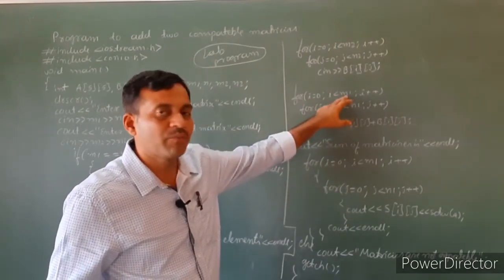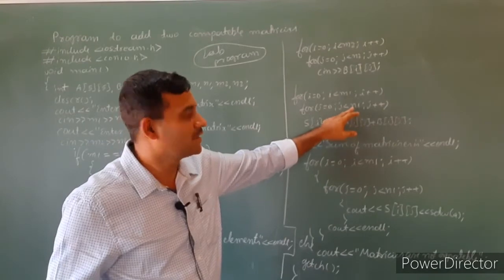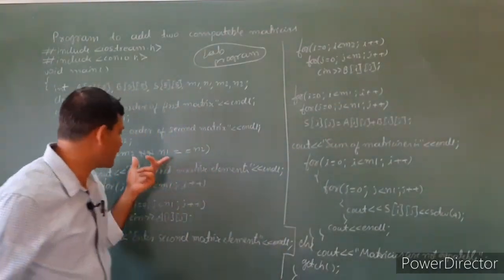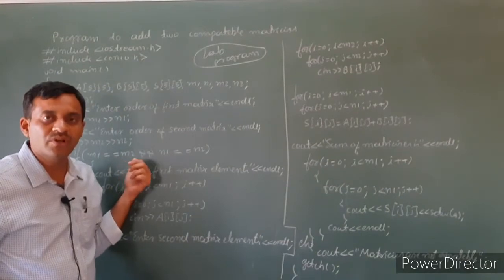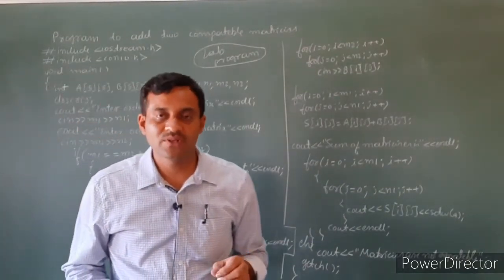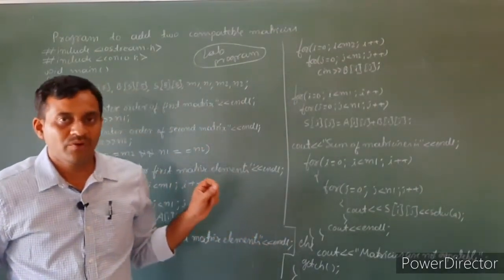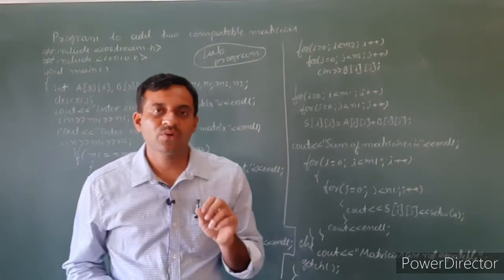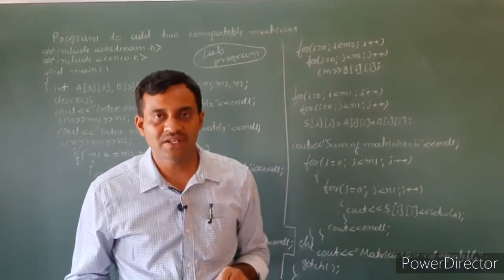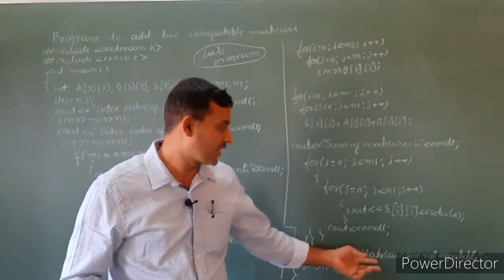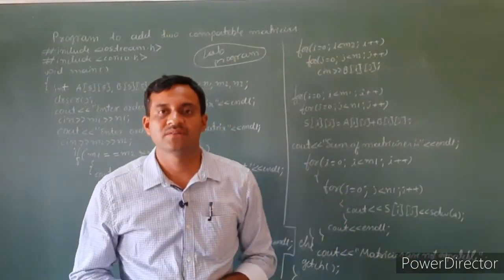Here we can use either M1 or M2, and in place of N1 we can also use N2, because we already compared M1 is equal to M2 and N1 is equal to N2. Be careful about compatibility. If orders are the same, then only we add the corresponding elements, otherwise the addition is not possible. We just say matrices are not compatible.